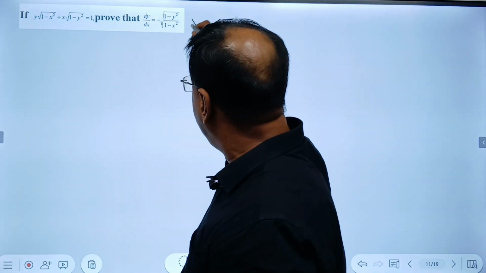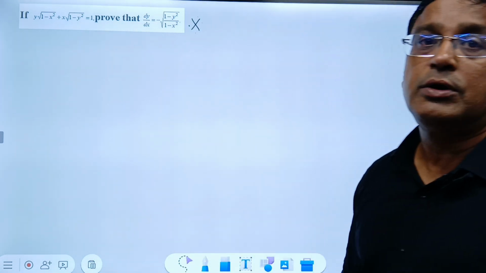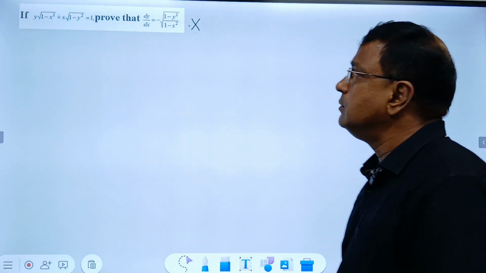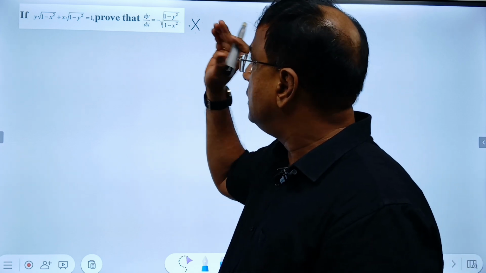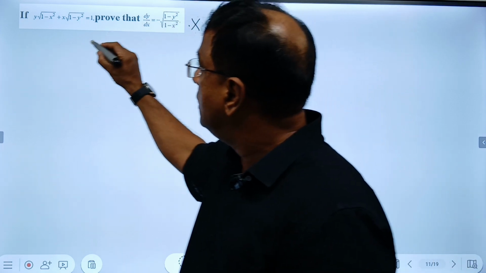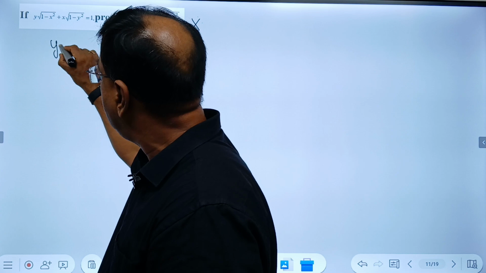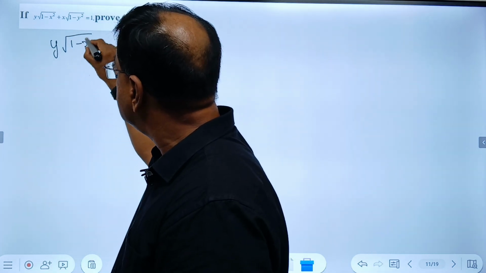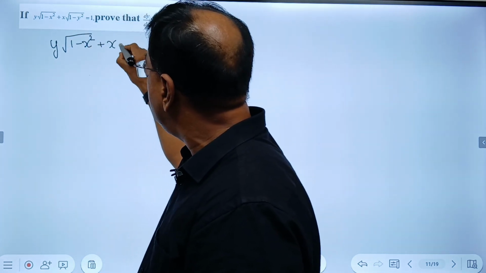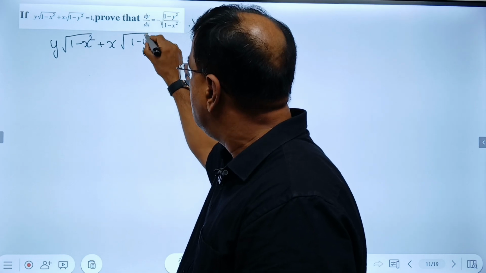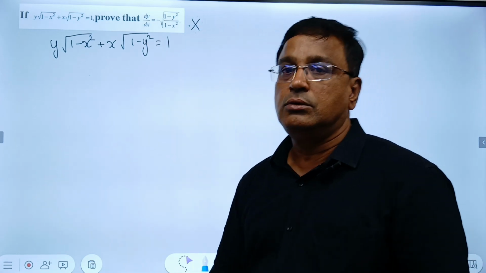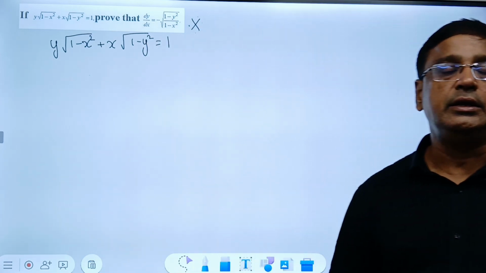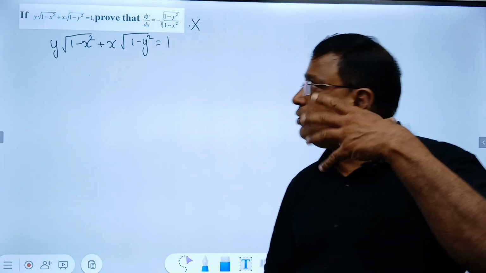Once again, very, very, very important question. Important type of question. So these questions are very, very important. It has come in the board exam also. Now here what I will do, the question is y into root of 1 minus x square plus x into root of 1 minus y square equal to 1. Don't think of even differentiating it directly. First apply some logic, okay?